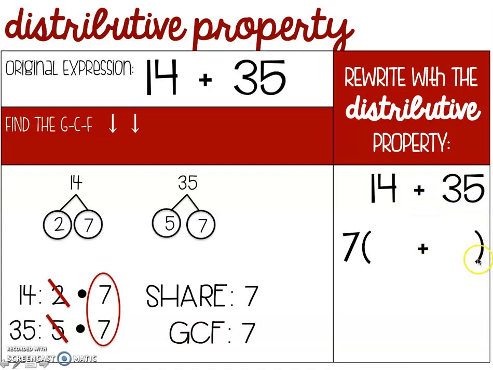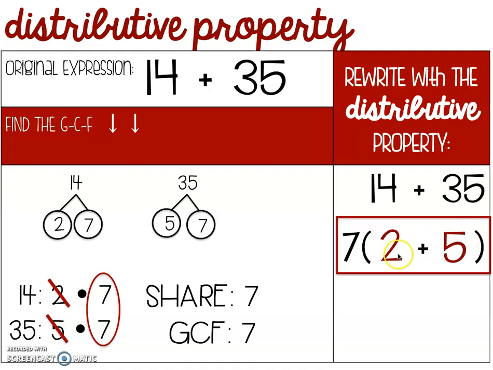Now what we have to do is divide each term in our expression by our greatest common factor. So 14 divided by 7 is 2. 35 divided by 7 is 5. So as we rewrite it with the distributive property, our final answer is 7, parentheses, 2 plus 5, parentheses.